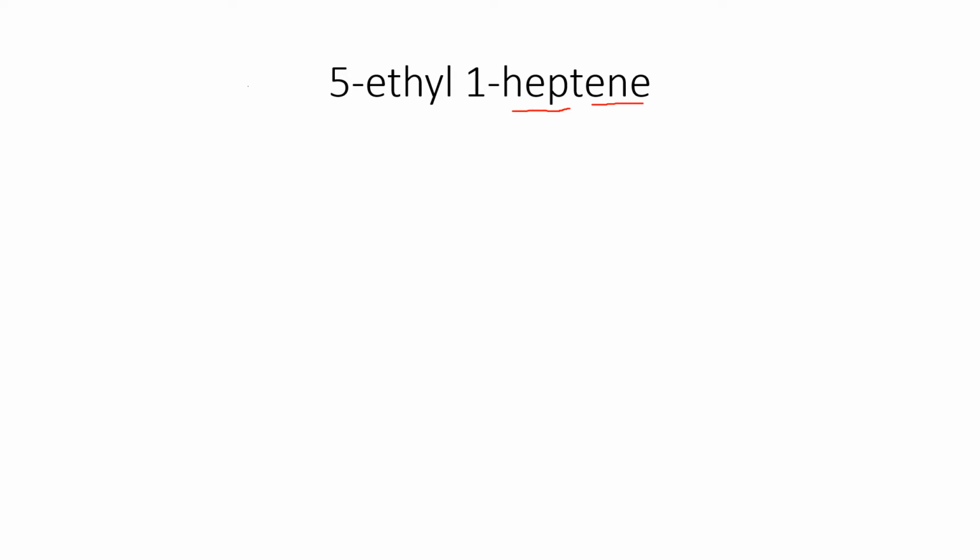So we're going to get our 7 carbons in place. So 1, 2, 3, 4, 5, 6, 7. We got our 7 carbons in place. We're going to get the functional group in place. We have a carbon-carbon double bond. Where is that carbon-carbon double bond located?